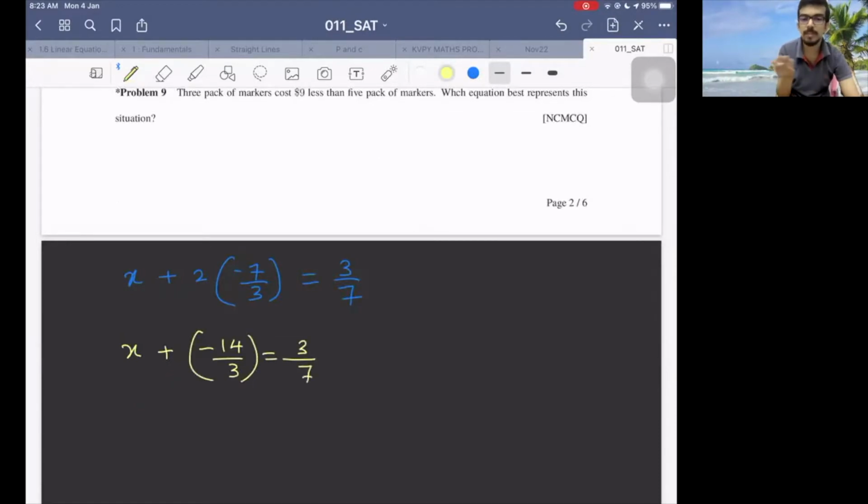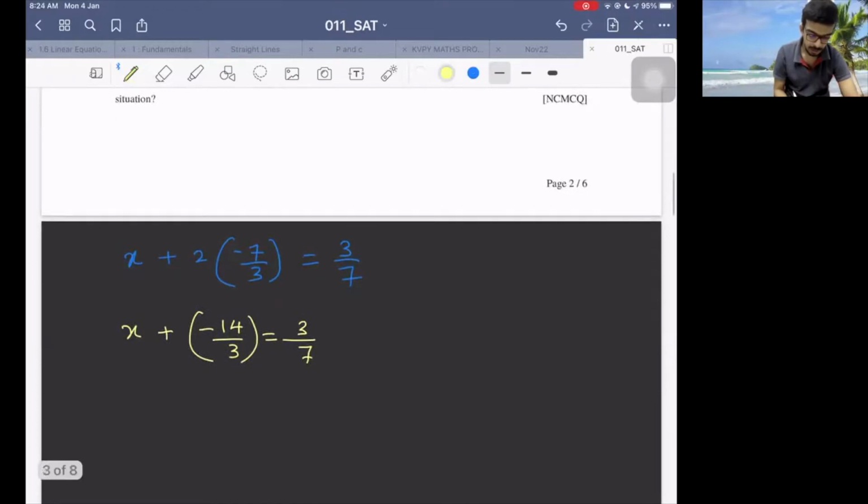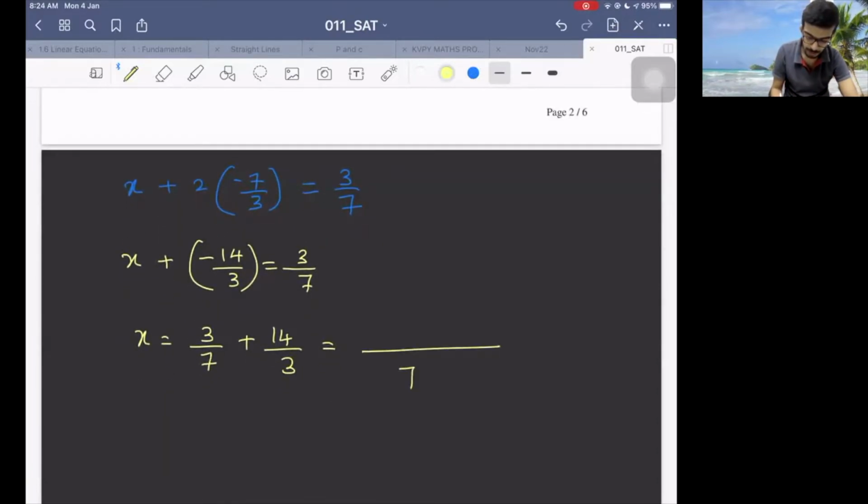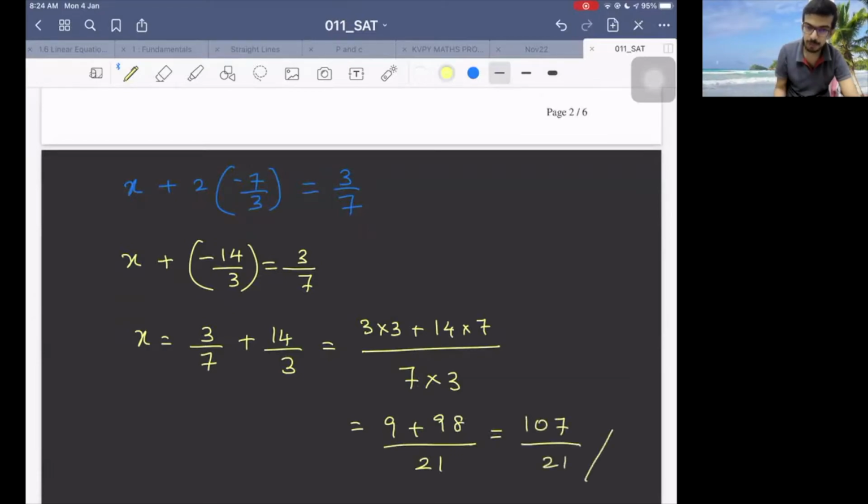Now it's just a matter of simplification, right? So this is 3 by 7 plus 14 by 3. How do you simplify? Bring out the common denominator, 7 into 3. So this will be 3 into 3 plus 14 into 7. So that is 9 plus 98, divided by 21. So that is 107 divided by 21. Cool.